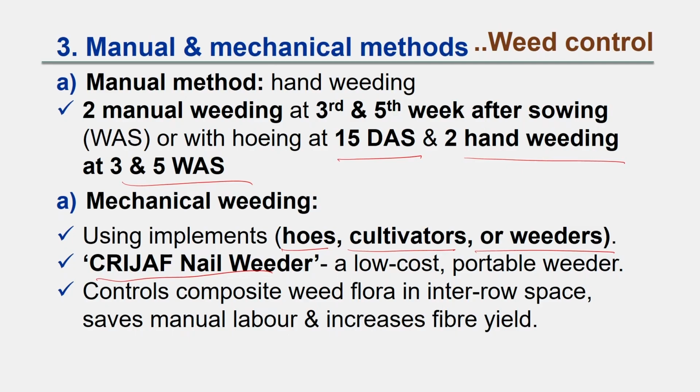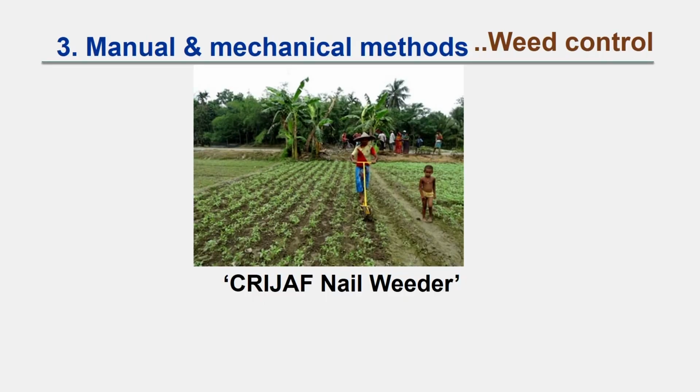The Central Research Institute for Jute and Allied Fibres, Barrackpore, developed a nail weeder, a very cheap, low-cost portable weeder. It controls composite weed flora in inter-row spaces, saves manual labor and increases fiber yield. Not only this, it also results in better aeration of the soil in addition to the control of the weeds. Now you can see how this CRIJAF nail weeder can be used. It is used in the inter-row spaces between two rows, and it is doing the hoeing operation.